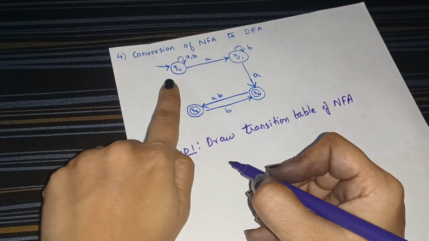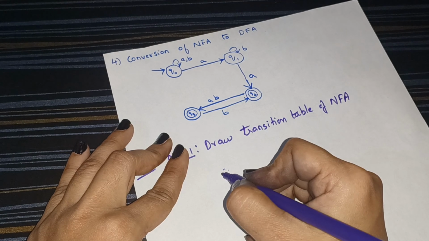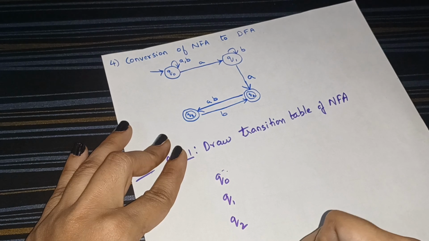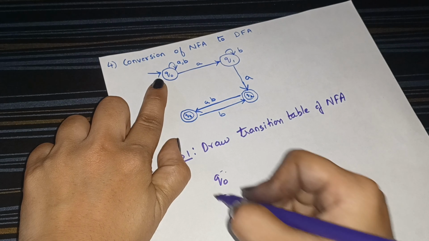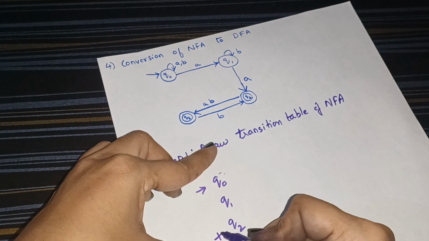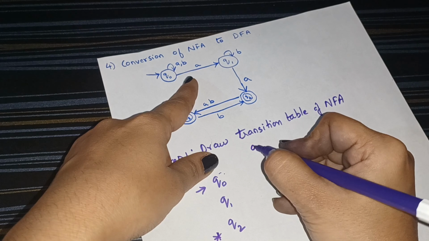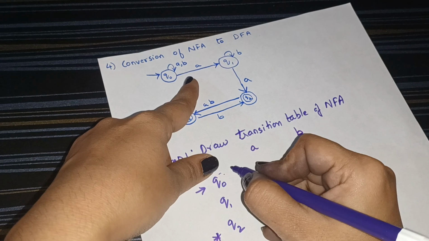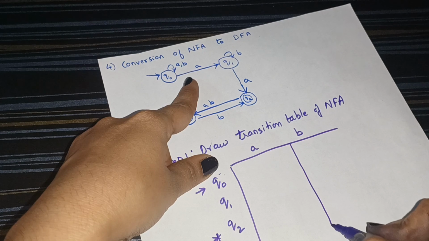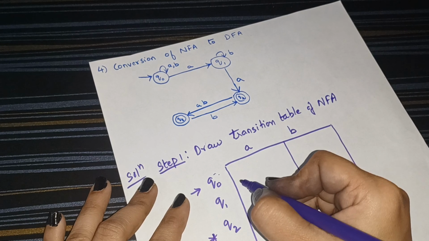So we have Q0, Q1, Q2, Q3, total 4 states. Q0 is the start state, Q3 and Q2 are the final states, and we have inputs A, B. So we will draw a table for this.